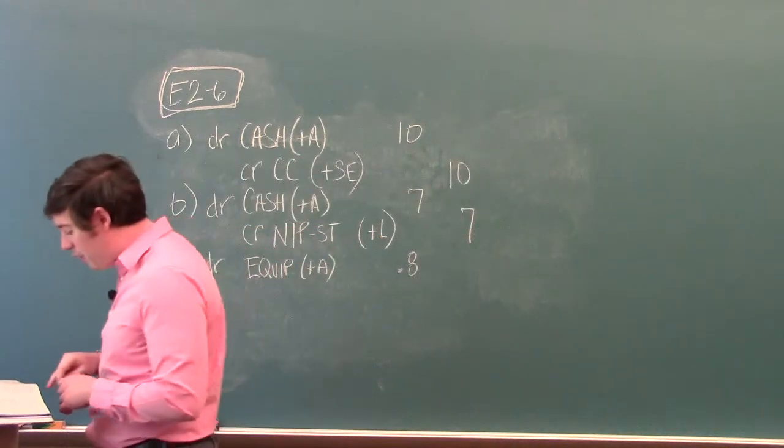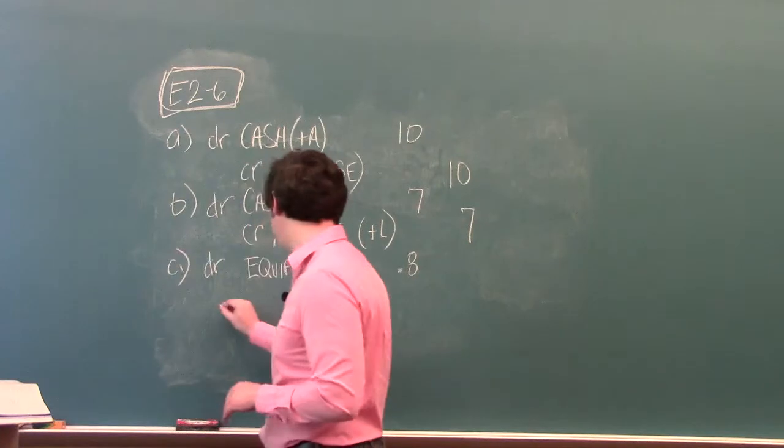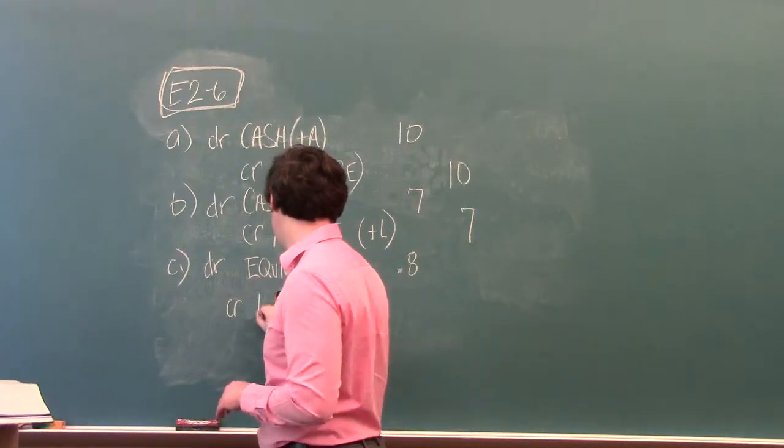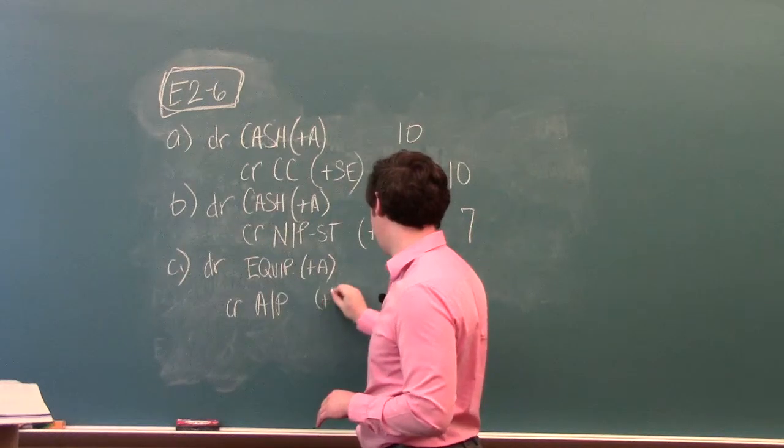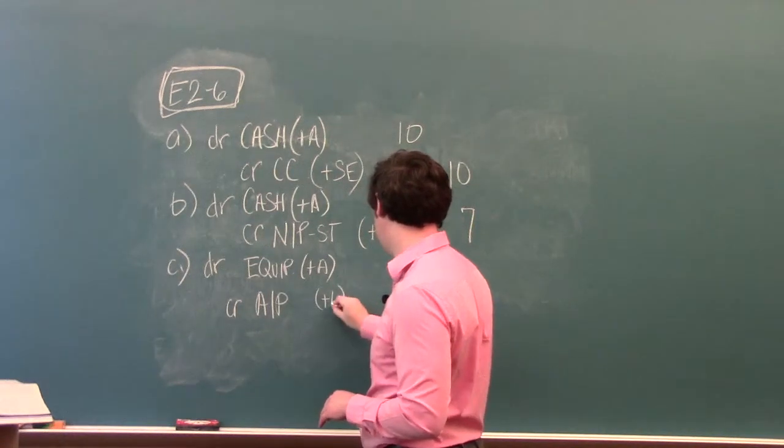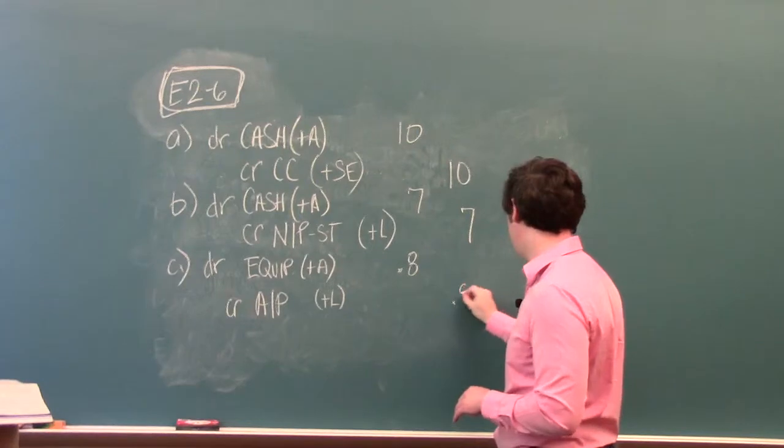And you bought this equipment on account, so we have accounts payable here, so we'll credit accounts payable. Okay, accounts payable is a liability, so we'll plus the liability, and that's going to be 0.8.